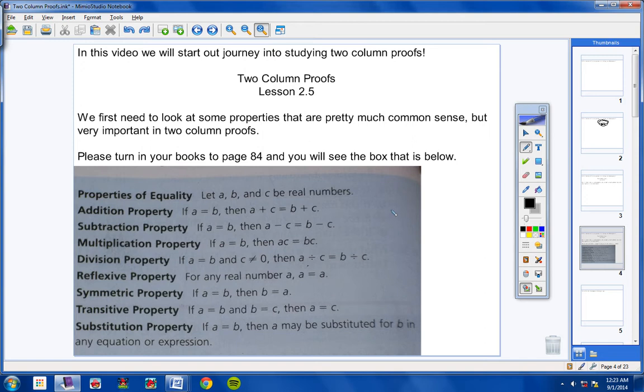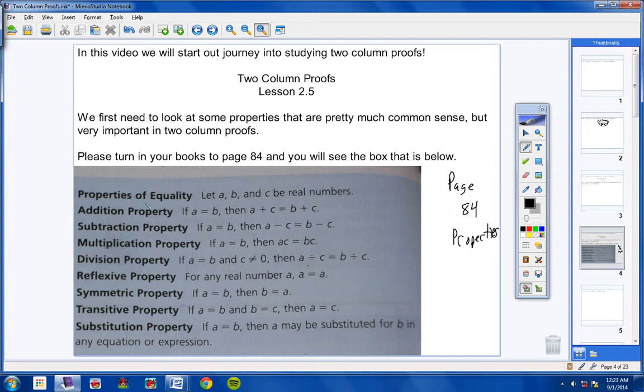It's really important that we talk about these, that you understand what each property stands for, and then we're going to use these a lot this year when we're doing our two-column proofs. Okay, please turn your books to page 84. And I would recommend in your notes that you simply put page 84, properties, something like that would be fine. And then maybe take some side notes if you want to about this information.